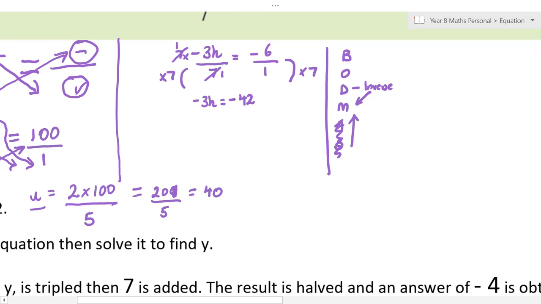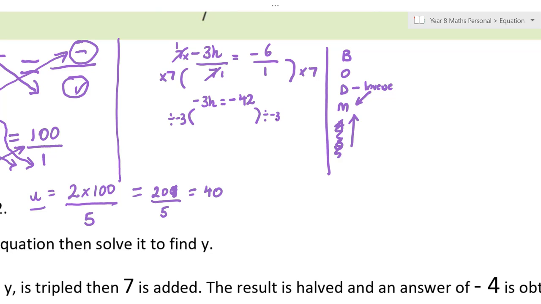Now, as you can see here, that's our first step done. But at the moment we're multiplying h by -3. So what's the opposite of multiplying by -3, Emily? Dividing by -3. That's right. So we're going to divide the right-hand side by -3. We've created an imbalance if we've just divided one side, so we have to divide both sides by -3.